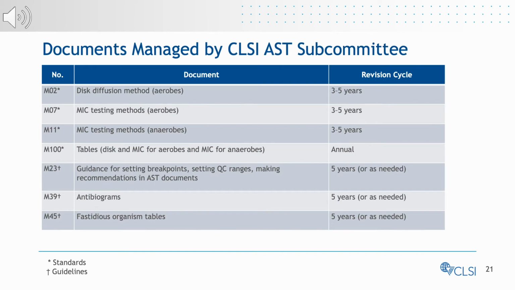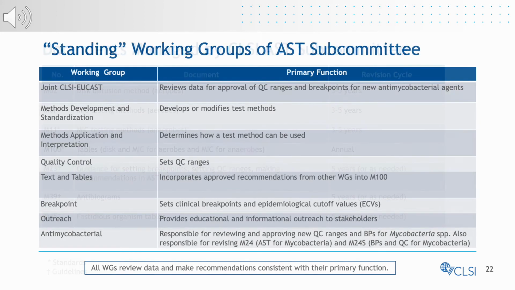These are the documents that are overseen by the AST subcommittee. As you can see, the revision cycle varies, and some documents are standards where others are guidelines. As mentioned, CLSI has standing working groups. The AST subcommittee has 8 standing working groups as outlined here. They review the data and make recommendations consistent with the primary functions mentioned here.